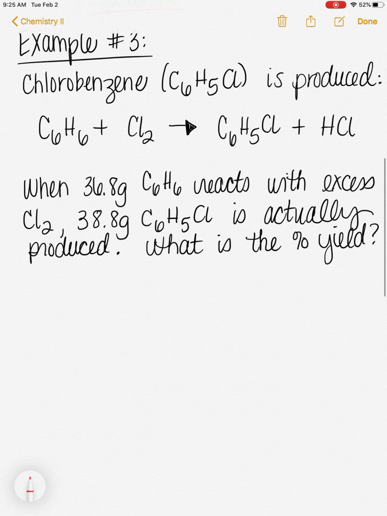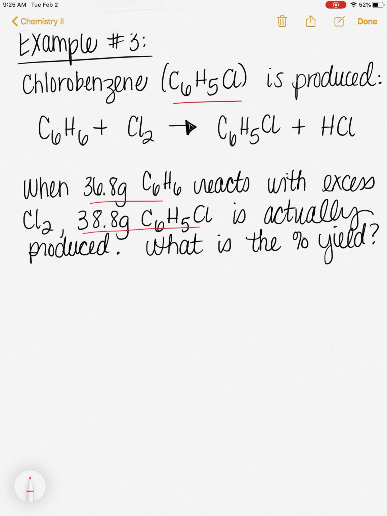So the problem says chlorobenzene, which is C6H5Cl, is produced according to the equation C6H6 plus Cl2 yields C6H5Cl plus HCl. When 36.8 grams of C6H6 reacts with excess chlorine, 38.8 grams of C6H5Cl is actually produced. What is the percentage yield?